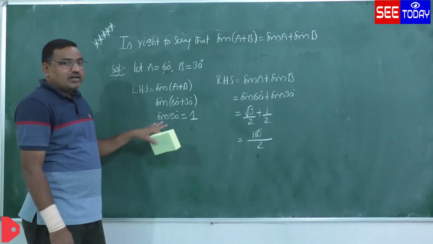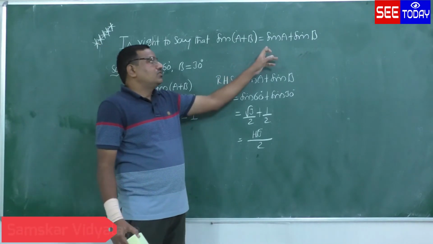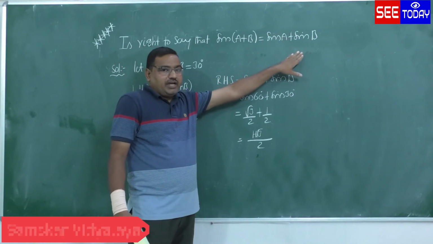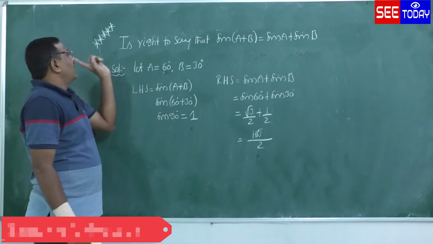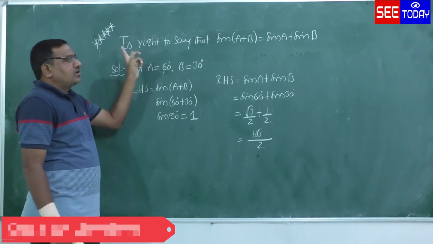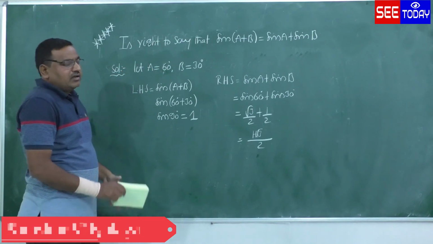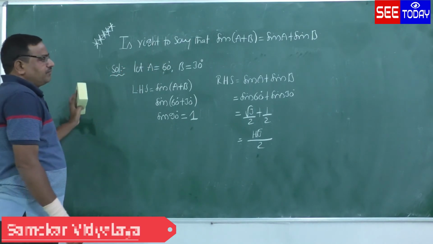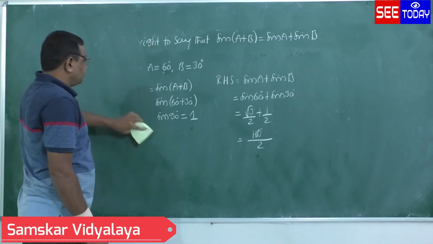By this, we can conclude that sin of A plus B is not equal to sin A plus sin B. You can justify in that way. Maximum, either in objective or 1 mark, you may use it this way. Not only sine, you can take any cos or tan. Okay? Next.